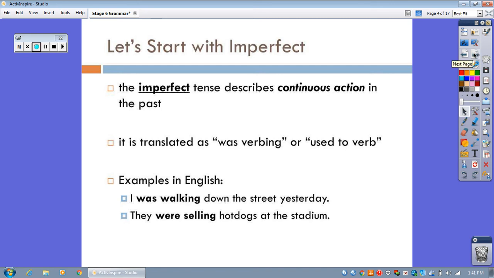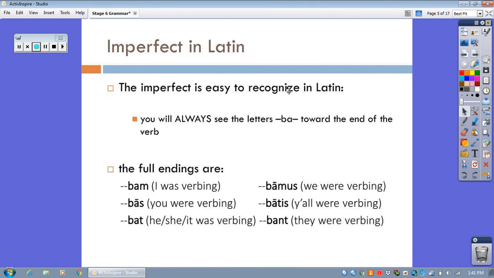It happened in the past, but there's continuous action that is implied. So now that we know what it looks like in English and how it's defined, what does it look like in Latin? Well, they're easy to recognize because they always have the letters B-A, ba, right towards the end of the verb. Here are the actual endings that will go at the end of a verb in Latin to indicate that the tense of the verb is imperfect. So it's bam, bas, bat, bamus, batis, and bant. And again, translated as was or were verbing.